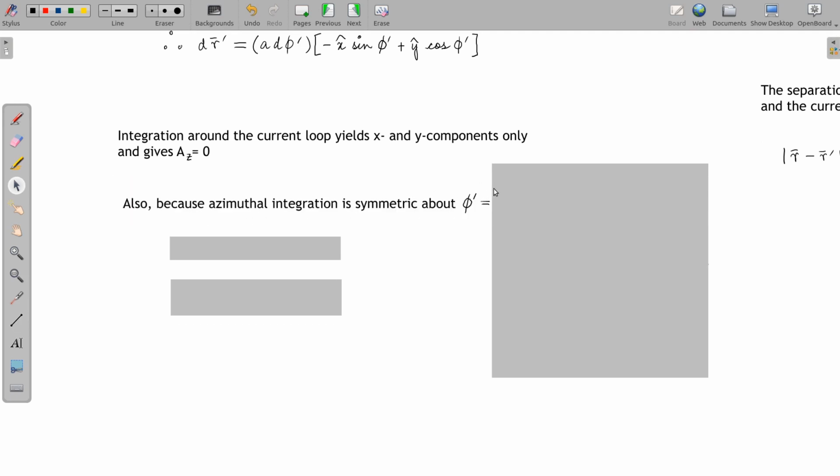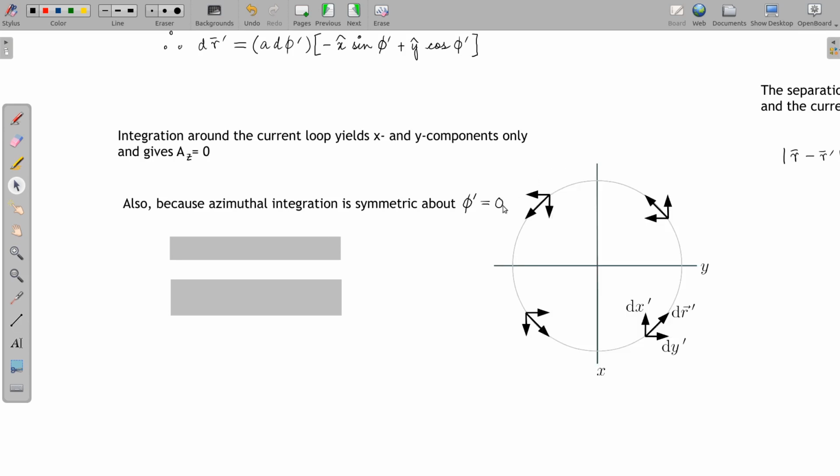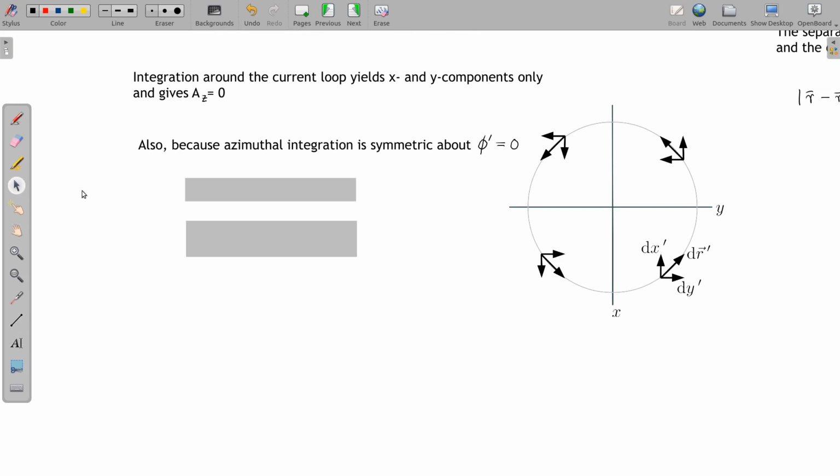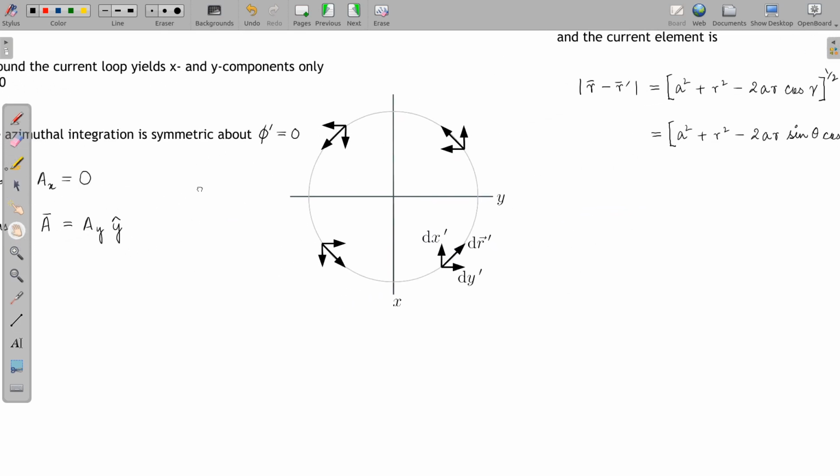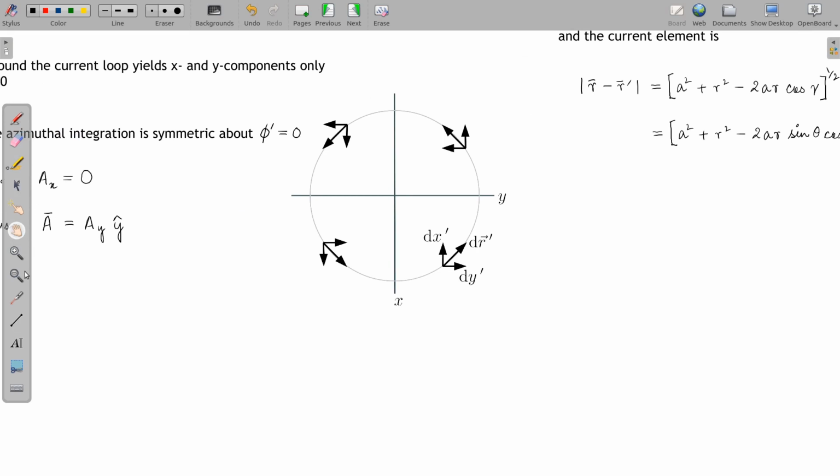The azimuthal integration is symmetric about phi prime equal to 0, and as a result we will have these results also. Ax will be 0, and only Ay is going to remain. We can see how from this diagram. This again is a top view of the same current loop. Let's take a small current element over here. This is your dr prime, and we can break it down into two components, one is dy prime and one is dx prime.